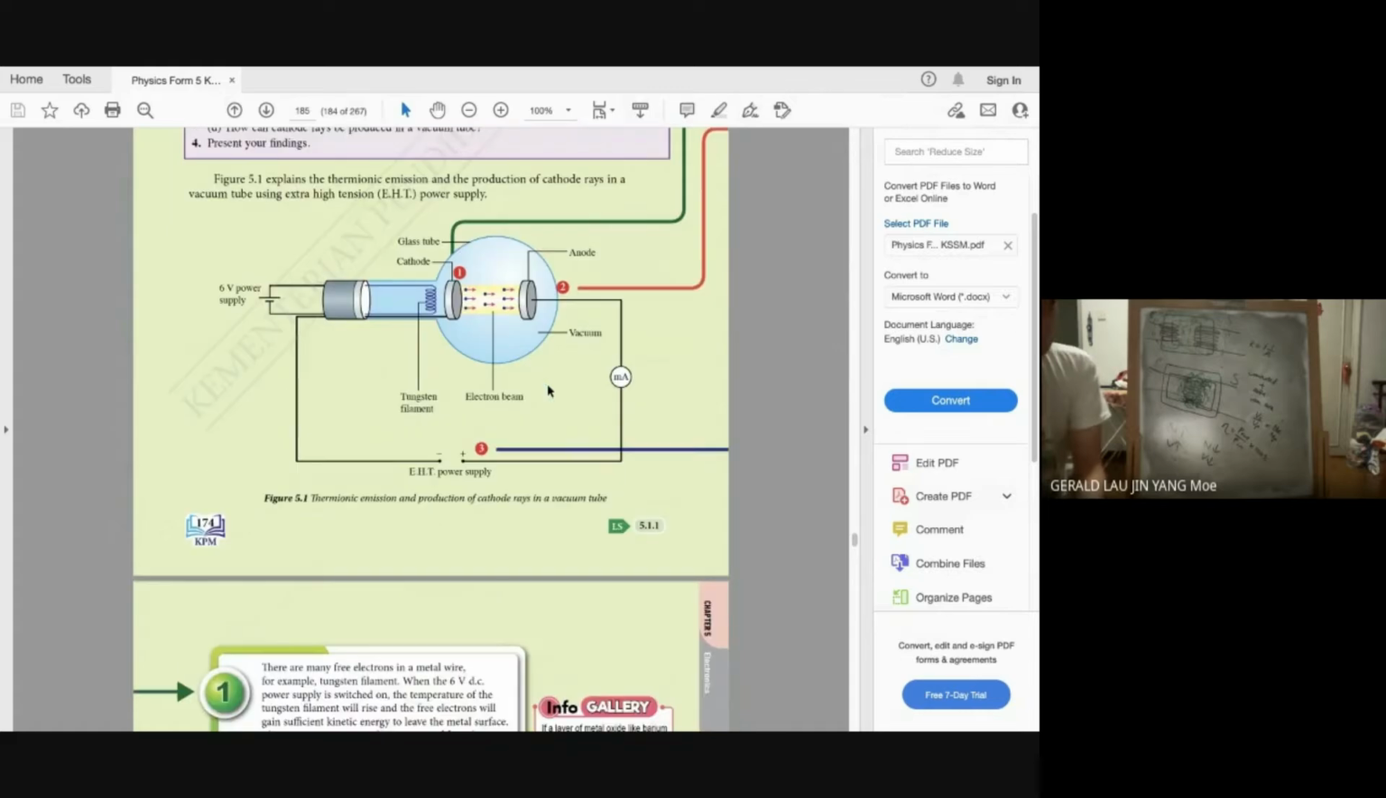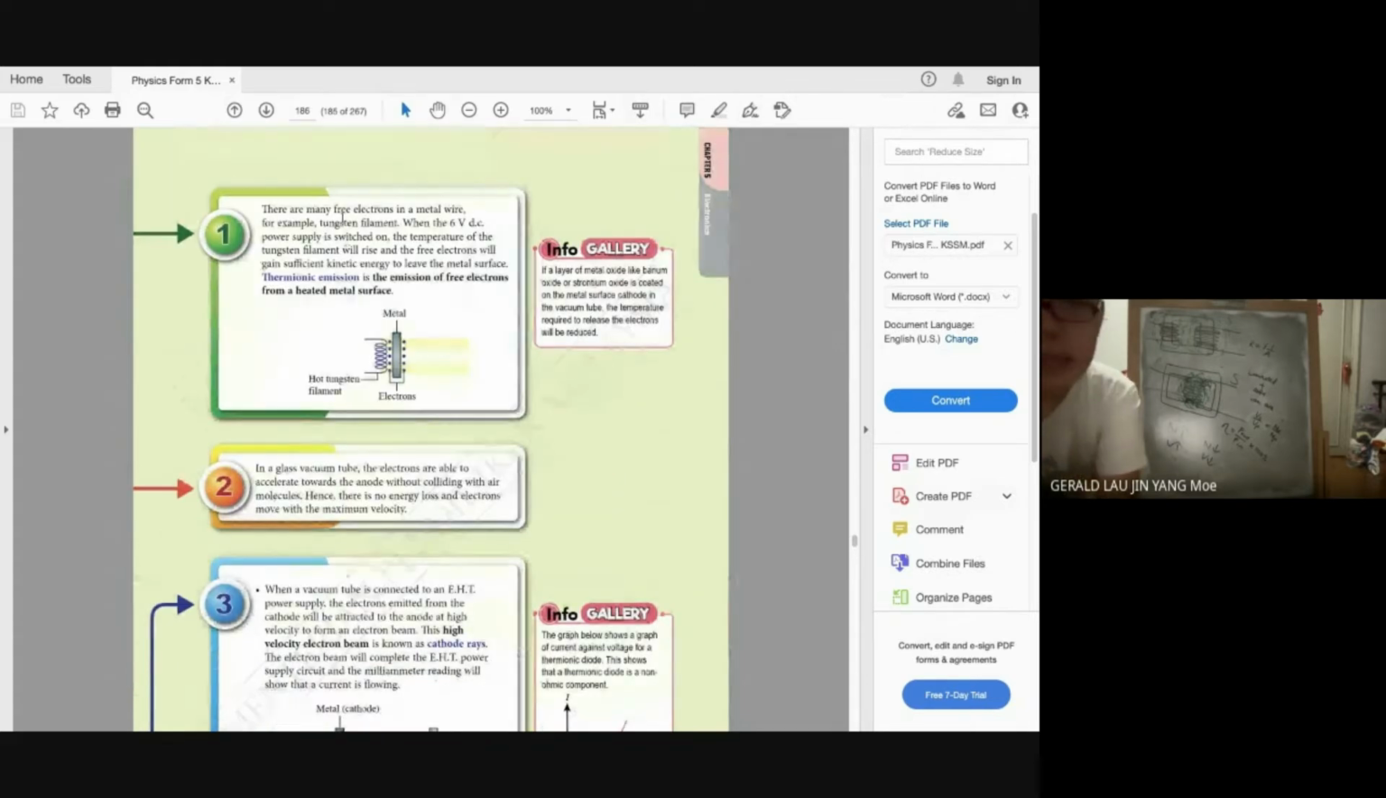There are many free electrons in a metal wire, for example a tungsten filament. When the 6-volt DC power supply is switched on, the temperature of the tungsten filament will rise and the free electrons will gain sufficient kinetic energy to leave the metal surface. Thermionic emission is the emission of free electrons from a heated metal surface. You heat it up with enough heat energy, and electrons will escape.